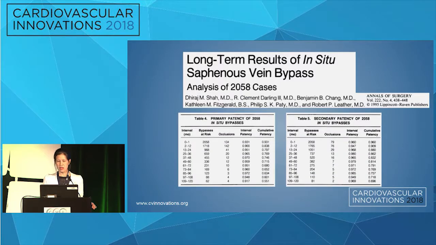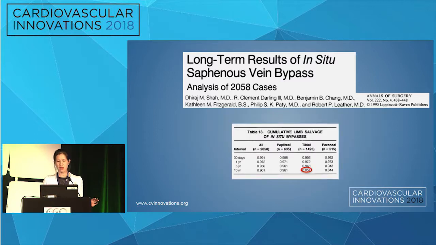Long-term results of in situ saphenous vein bypass graft are very good in the hands of people who do a lot of them, and this group in Albany did a lot, over 2,000 cases. Primary outcomes were good at 1, 5, and 10 years, and cumulative secondary patency was excellent, 91, 81, and 70% at 1, 5, and 10 years. And in terms of limb salvage, looking at just the patients who had tibial targets for their in situ vein bypass graft, 86% limb salvage at 10 years.